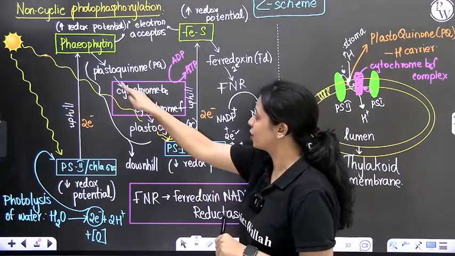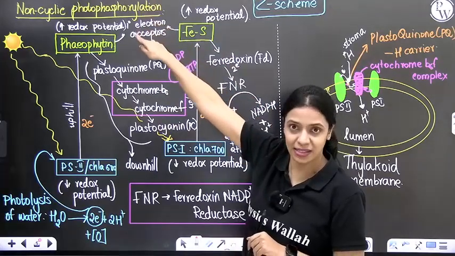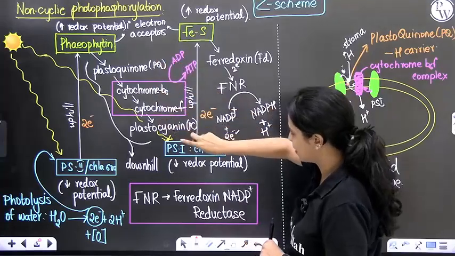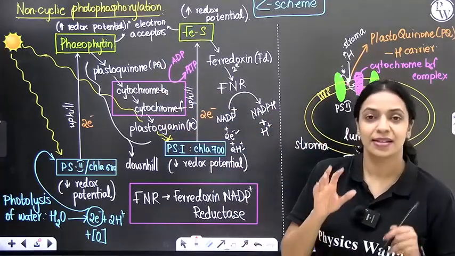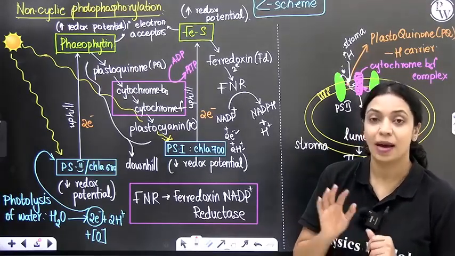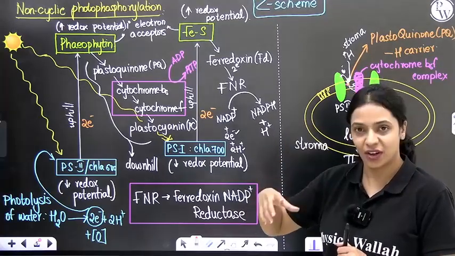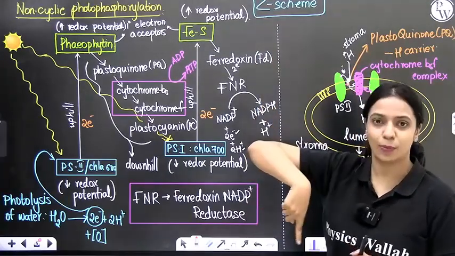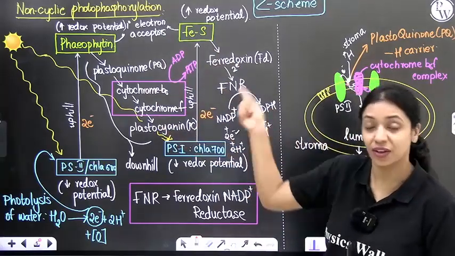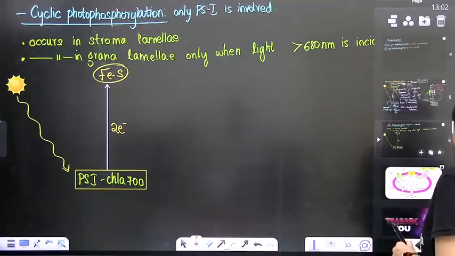We call this cyclic photophosphorylation. Similar to how ATP was formed in non-cyclic when electrons were being transported through the cytochrome B6F complex, even over here, when electrons are being transported through the cytochrome B6F complex, ATP will be formed. Since ATP is formed here, we call it photophosphorylation. But the difference is it is cyclic. The same chlorophyll A700 that had lost the electrons gets them back after going through all of these electron carriers. It's returned back to the same photosystem. That's why we call it cyclic photophosphorylation.